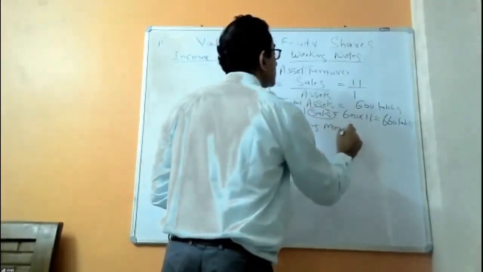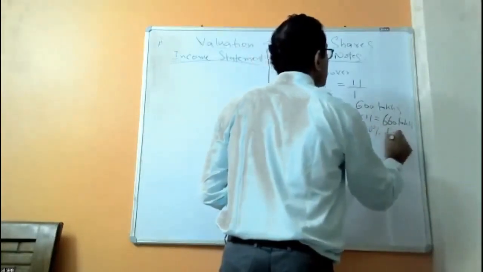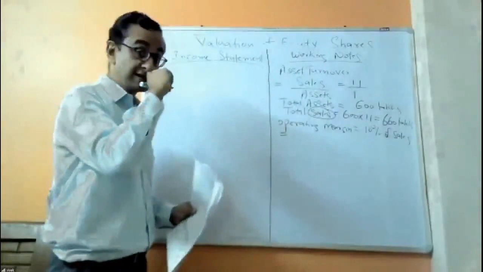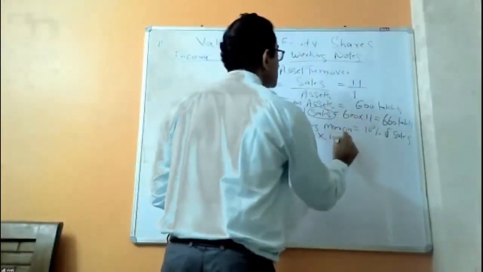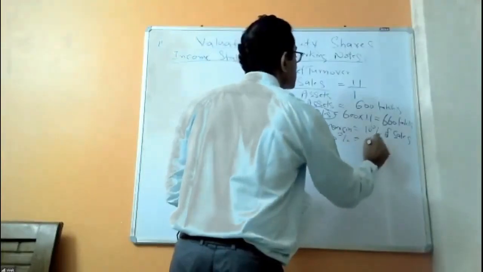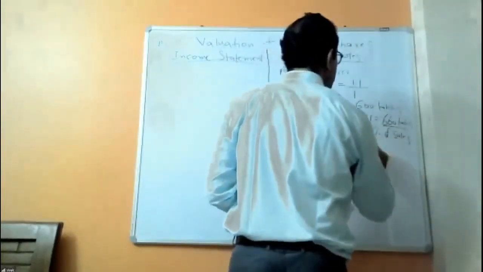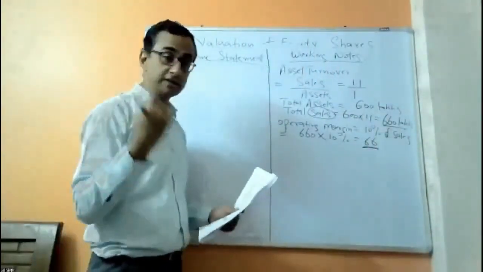Operating margin is given. It is 10% of sales. Sales figure is arrived at, 660 into 10%, that is 66. So this operating margin figure is also calculated, 10% of sales, which is given in the question.